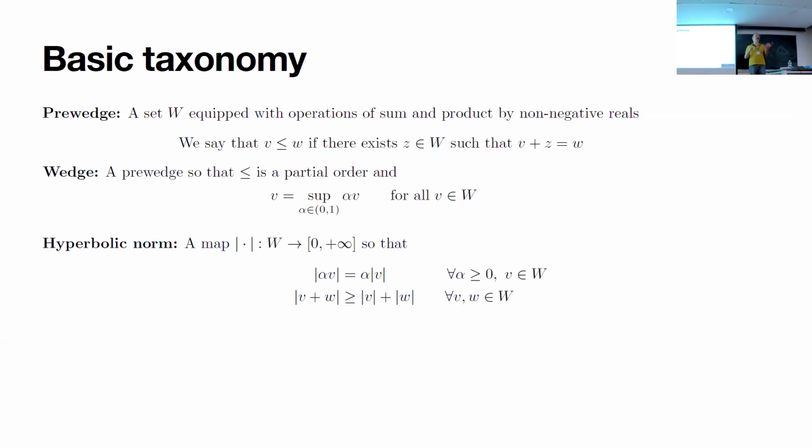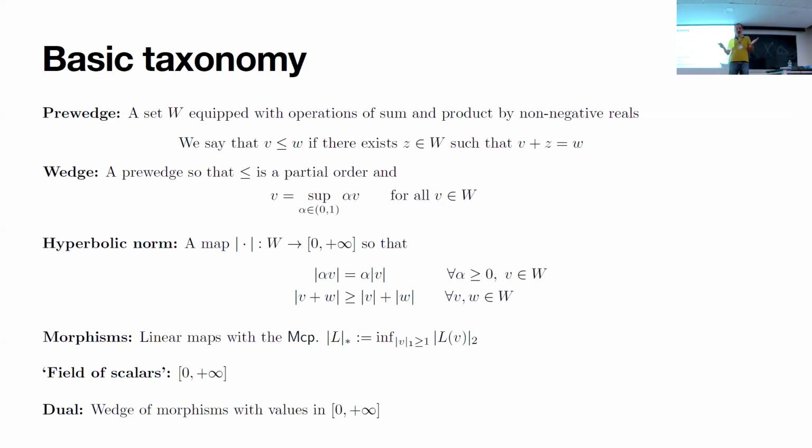Let's say the hyperbolic norm is just a map from the wedge to 0 plus infinity. I want to keep plus infinity inside because that's what happens in examples, and it is one-homogeneous and satisfies the reverse triangle inequality. Okay, and now when I have two wedges, which kind of continuous maps am I interested in? Well, I want to study linear maps with this monotone convergence property. And once I have such a map, I can define the operator norm of a map, as in the first slide. I define the operator norm of L as the inf of the norm of L of V in the target space among all the V in the source space with norm at least 1. This turns out to be a hyperbolic norm on the wedge of linear maps.